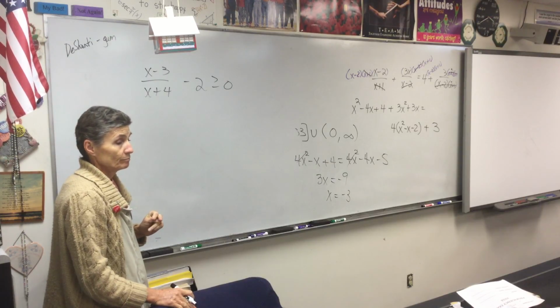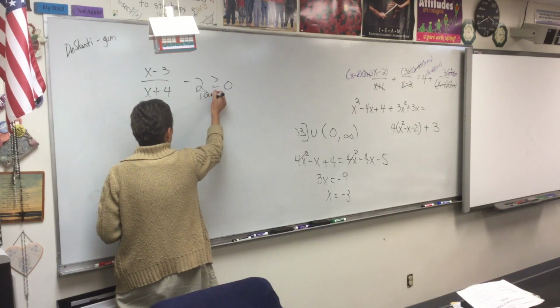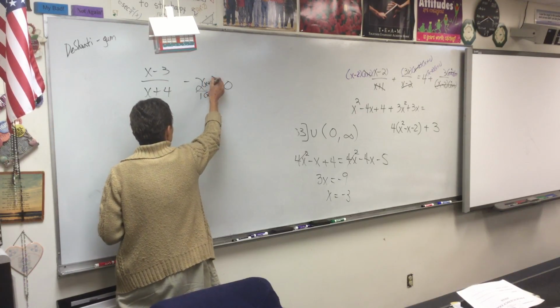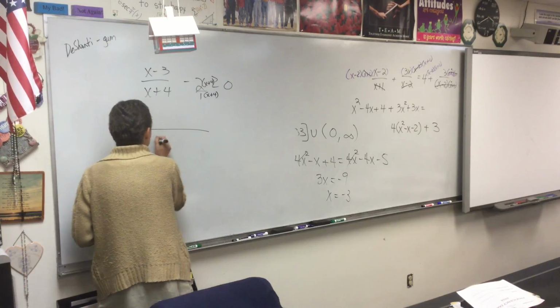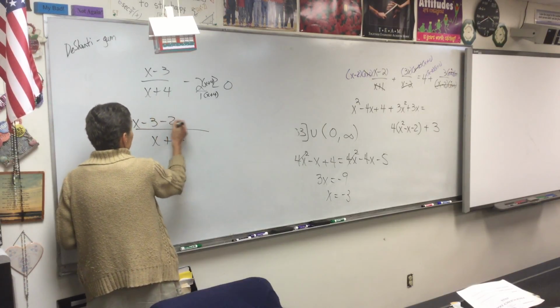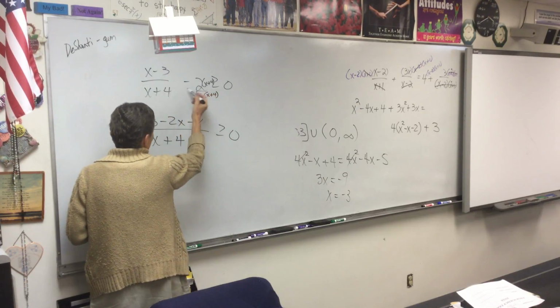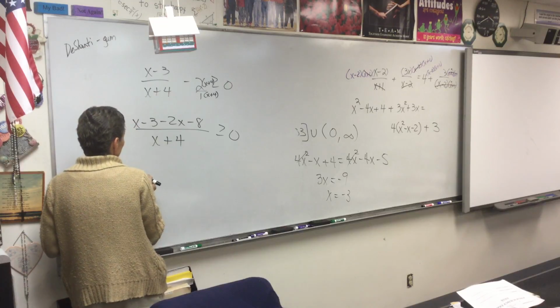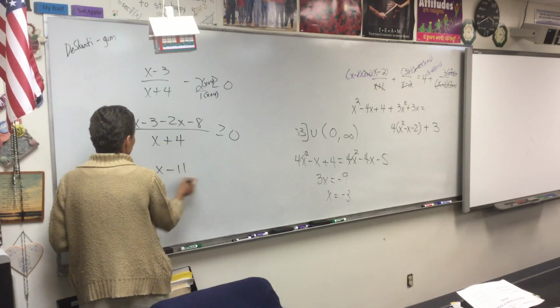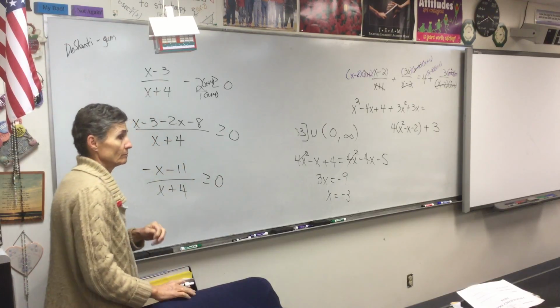And then what? Common denominator, which will be x plus 4. So I have x plus 4 on the bottom, x minus 3 minus 2x minus 8 on the top. Watch that distributive there. So negative x minus 11 over x plus 4 is greater than 0.